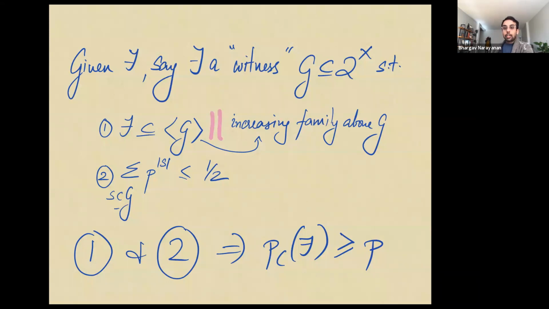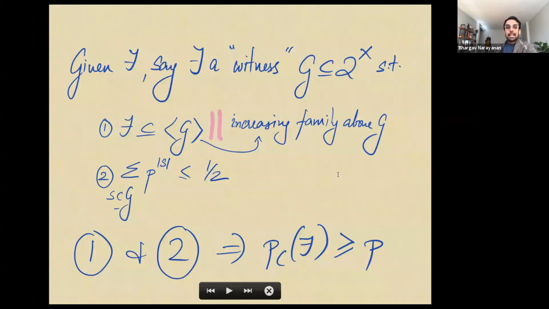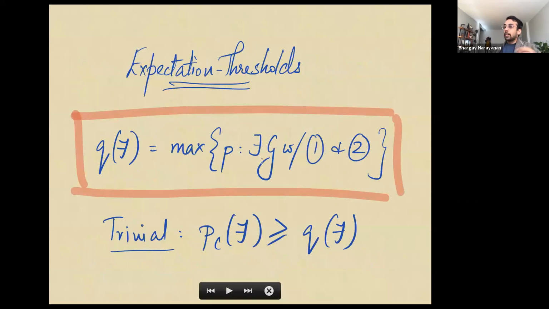Good. So we call the biggest value of p for which one can find such a witness the expectation threshold associated with an increasing family. So the largest value of p for which there exists a witness G satisfying these two conditions, we define or call the expectation threshold. And what we saw earlier is that it furnishes a very easy lower bound on the threshold of an increasing family, in the sense that it's the best lower bound you could hope to get just using the first moment method. Okay.